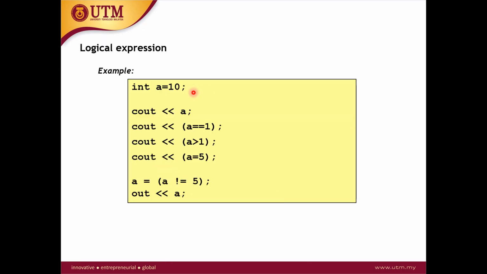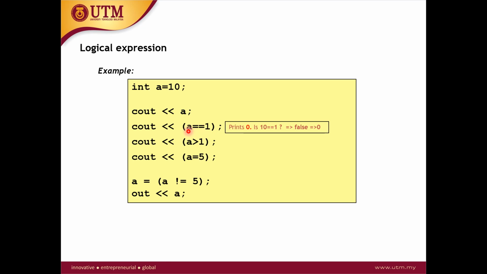Let's take this example. int a equals 10. So you are saying cout a. It's going to print 10 because the value inside a is 10. And we say cout a double equals 1. This is going to be a comparison. It's not going to be an assignment. So it prints 0. So it checks whether it's false or true.